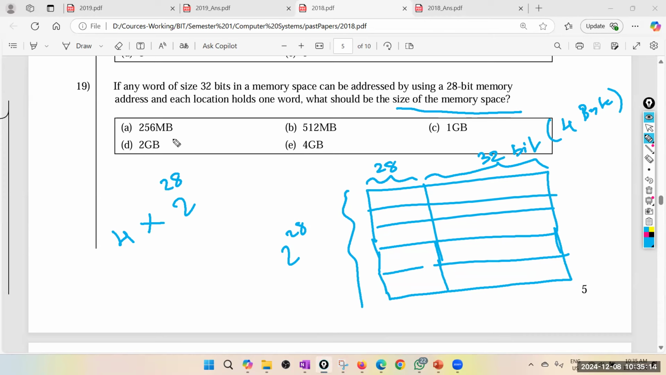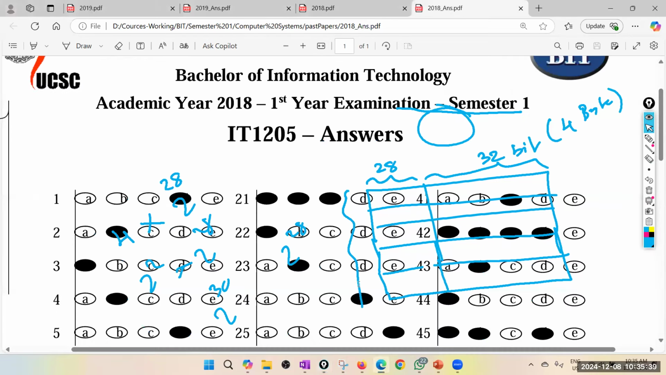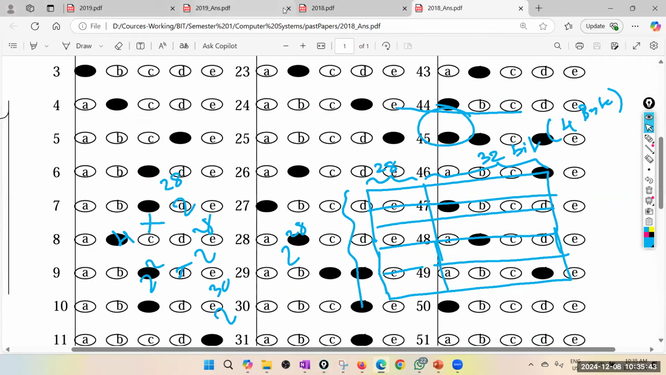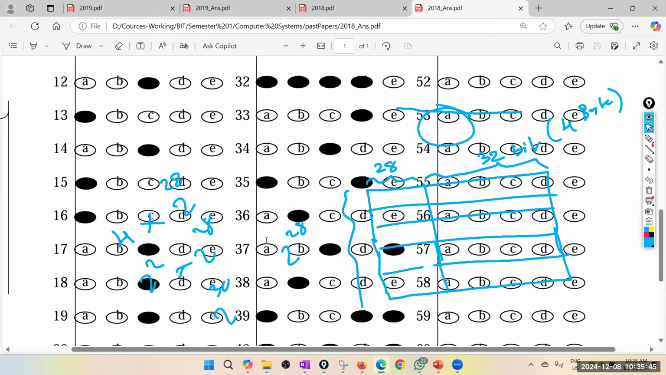And again, you can see the answers are in mega and giga. Remember, 2 to the power 10 is kilo, 2 to the power 20 is mega, and 2 to the power 30 is giga. If you write 4 as 2 to the power 2 into 2 to the power 28, that is 2 to the power 30, that is 1 GB. Addressable memory space is 1 GB. I'll go for C. Question 19. Yes, C.